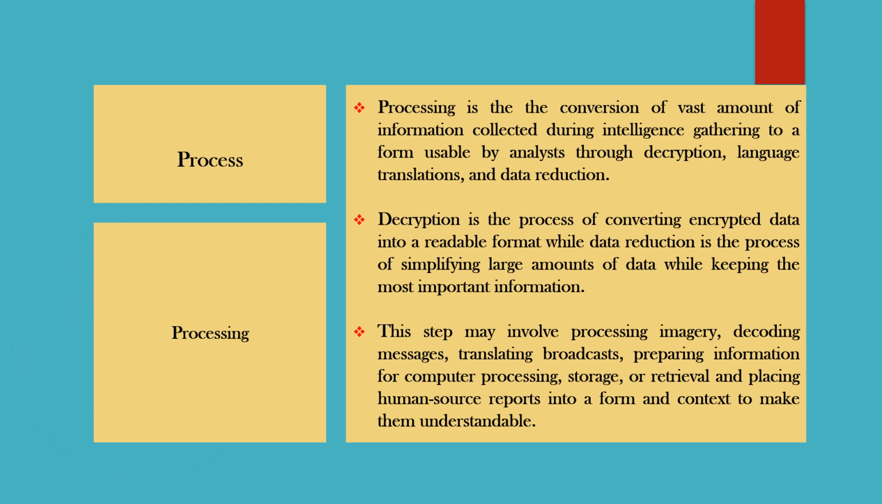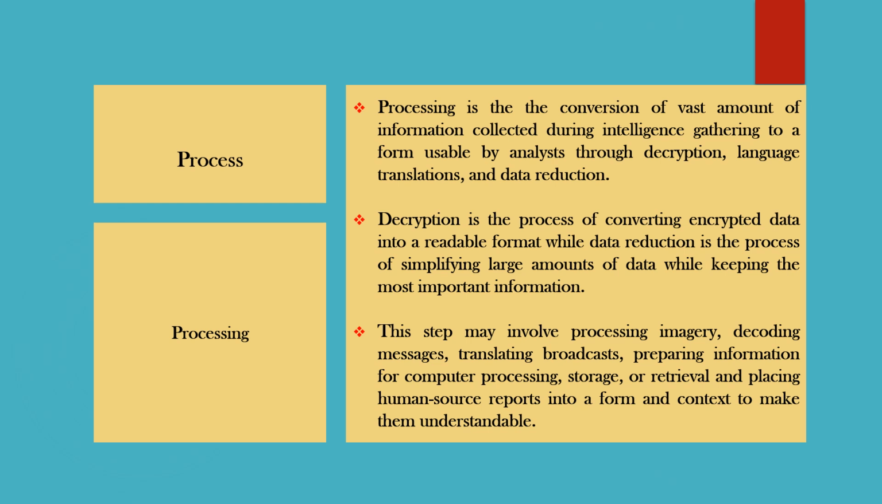Once intelligence information has been collected, it has then to be processed. And processing refers to the conversion of the vast amount of information collected during intelligence gathering to a form that is usable by analysts, through decryption, language translations, and even data reduction. So that whatever information has been collected has been processed. And sometimes the people who collect intelligence information might not be the ones that process them, because processing sometimes requires certain expertise that may not be present in the field officers that are collecting the intelligence information.